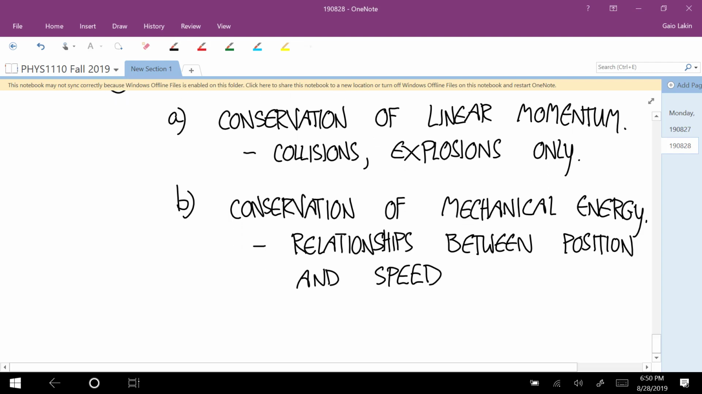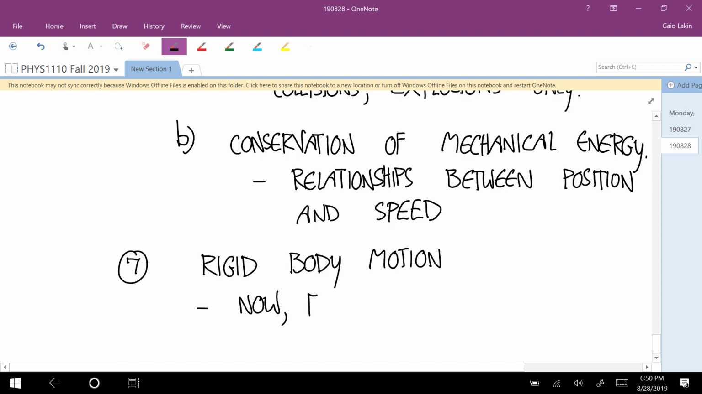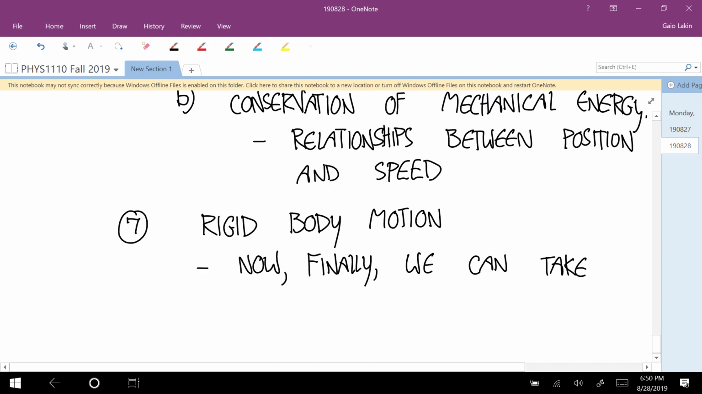And then the last topic in this class is rigid body motion. And this is the first time in the whole class that we're treating things as more complicated than a particle. Now, finally, we can do calculations involving changes in orientation. Or we can take changes in orientation into account.